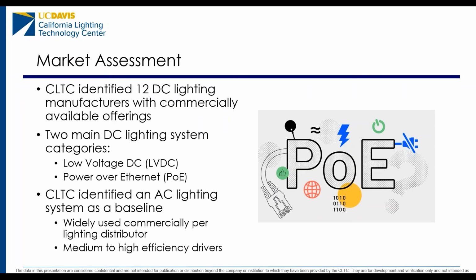All right, so we conducted a market assessment and identified 12 manufacturers that had commercially available DC offerings. These DC lighting systems, we then subdivided into two main categories: power over Ethernet or PoE, and low voltage DC, which we have referred to as LVDC. We'll get into both of those in the next slide. We also spoke to lighting reps and electrical distributors to identify a widely used AC lighting system that could be our control or a baseline.